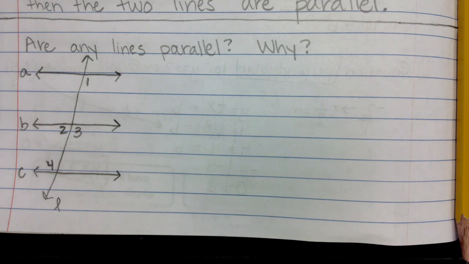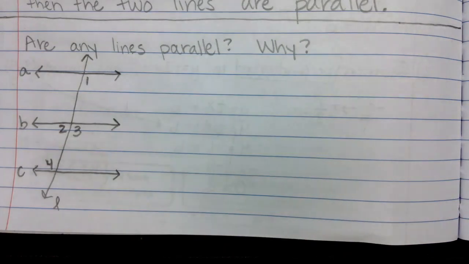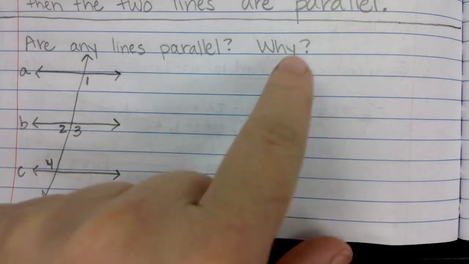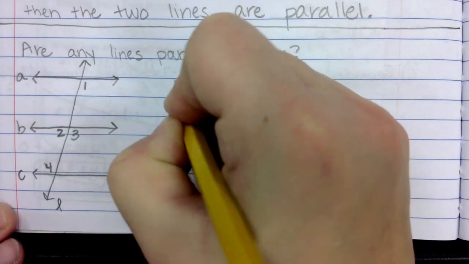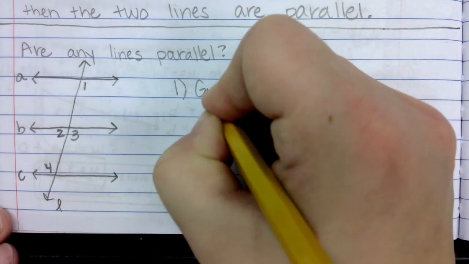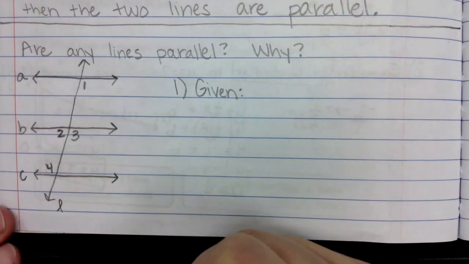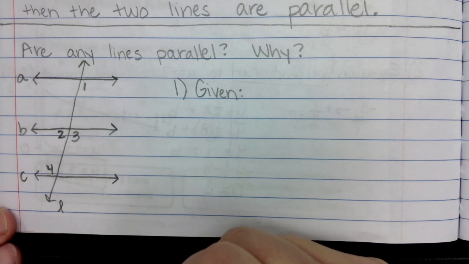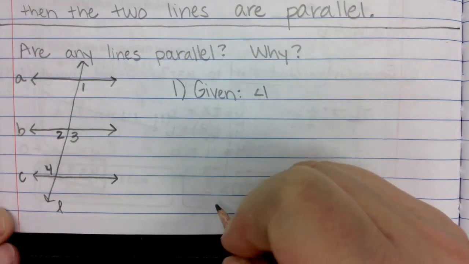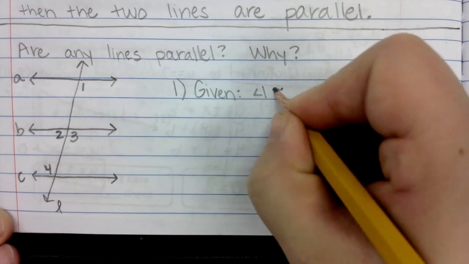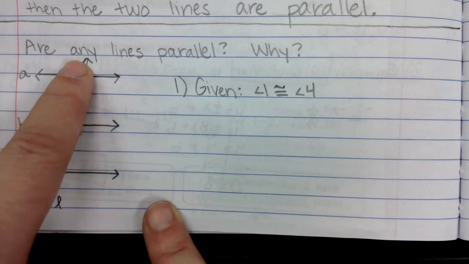So our given, we know that angle 1 is congruent to angle 4. And we want to see if any of the lines are parallel based on that information. So angle 1 has to do with which horizontal line? A, B, or C? For angle 1? That goes with line A. And what about angle 4? That goes with line C. So we're kind of ignoring this B. I'm going to just put my pencil over it so that we don't see that. We're ignoring that B completely, because it has nothing to do with it.